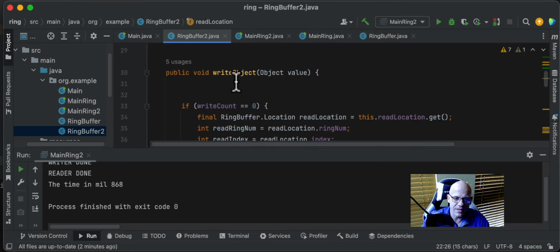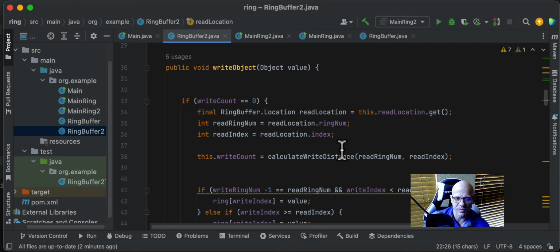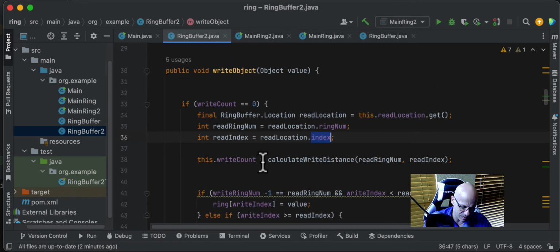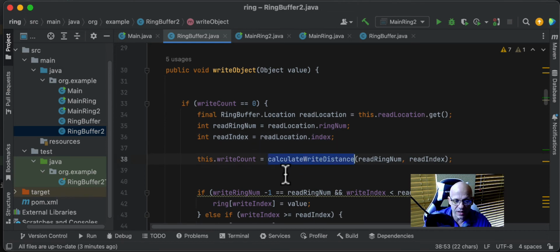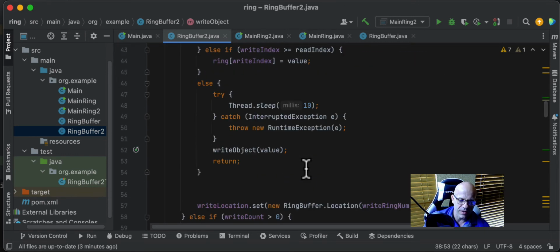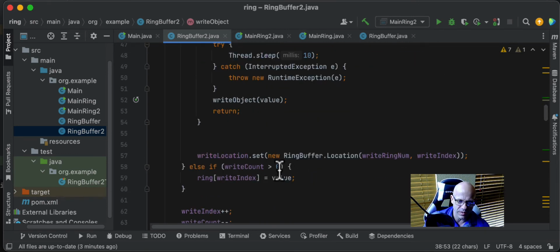So here's the write object. It looks just like the write object from before. So here's the read location. We're getting the read ring number and the read index. Then we have this new method called calculate write distance. So if the write count is 0, that means we don't have any more writes. So we're going to calculate the distance between the read and the write. Remember, we can't be more than 1 ring ahead of the read, otherwise we're writing over the read's locations. So we need to calculate what that distance is, and then as long as the count is greater than 0, we just write. So we never have to synchronize.